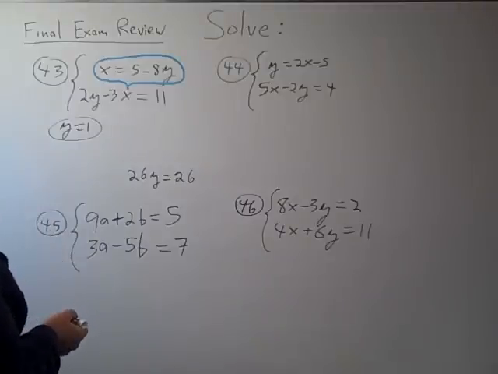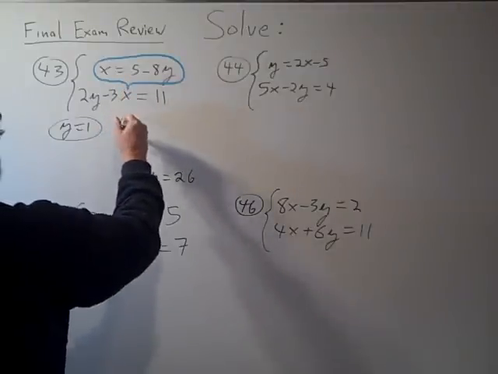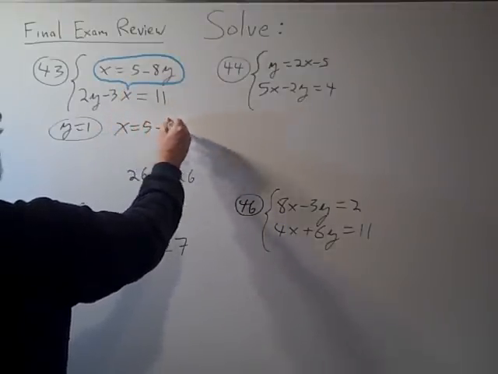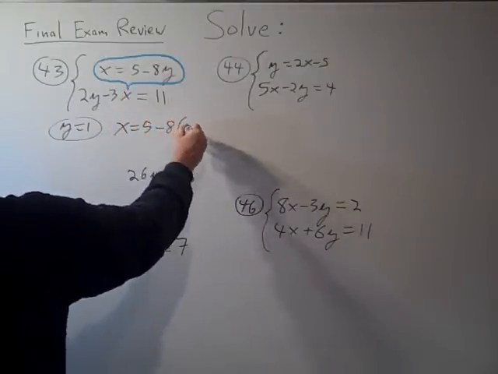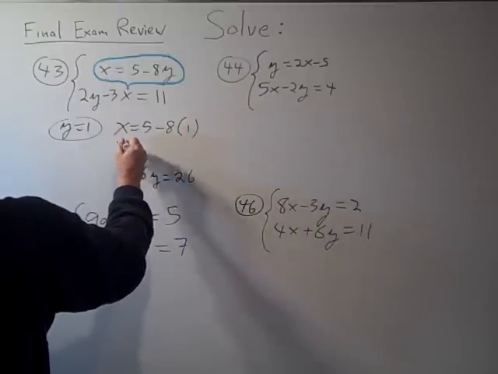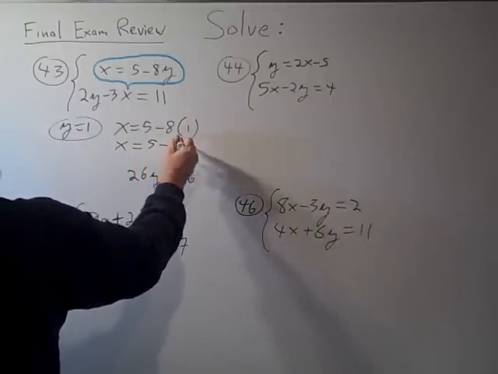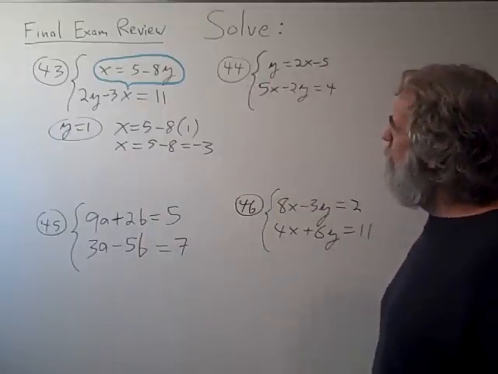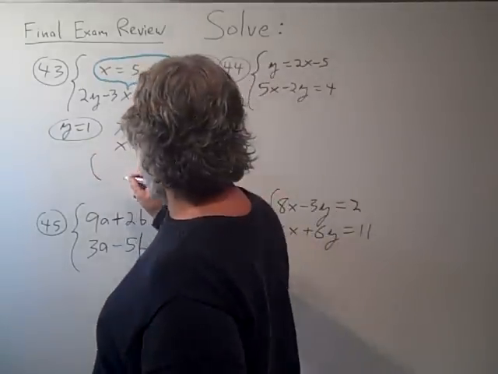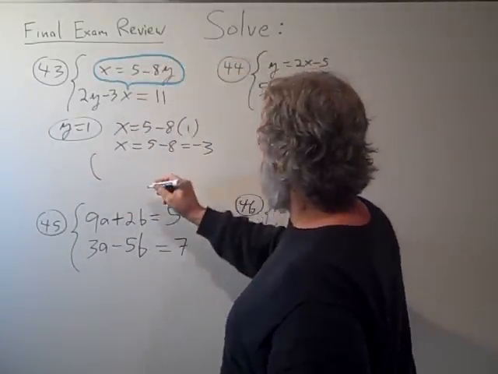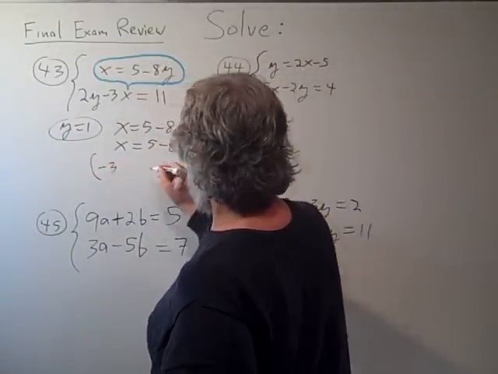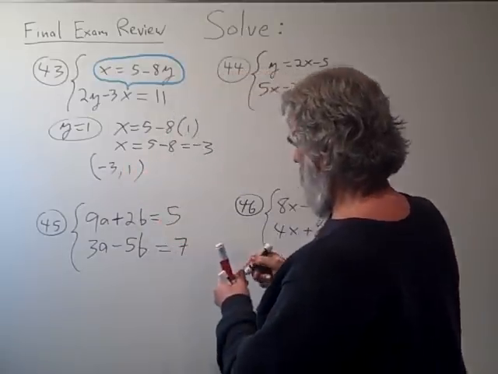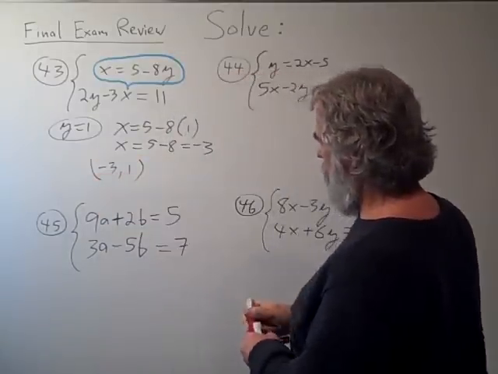And now that y is equal to 1, we can substitute for x. We know that x is equal to 5 minus 8 times y, but y is 1. So x is 5 minus 8, which is negative 3. And therefore, the solution, the intersection point of these two lines, is the point negative 3, comma 1. X is negative 3, y is 1.